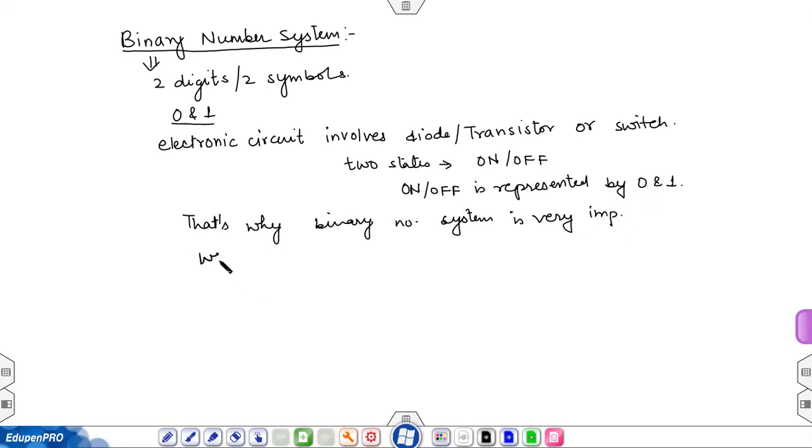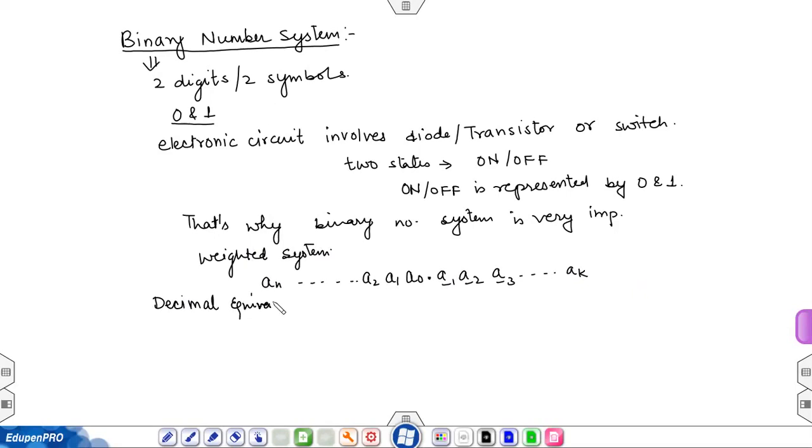This is a weighted system. Similar to the decimal number system, this is also a weighted system. Suppose you have a number written in the binary number system, let's say A0, A1, A2, and so on up to AN, then a decimal point, then A minus 1, A minus 2, A minus 3, and A minus k. So what will be the decimal equivalent?